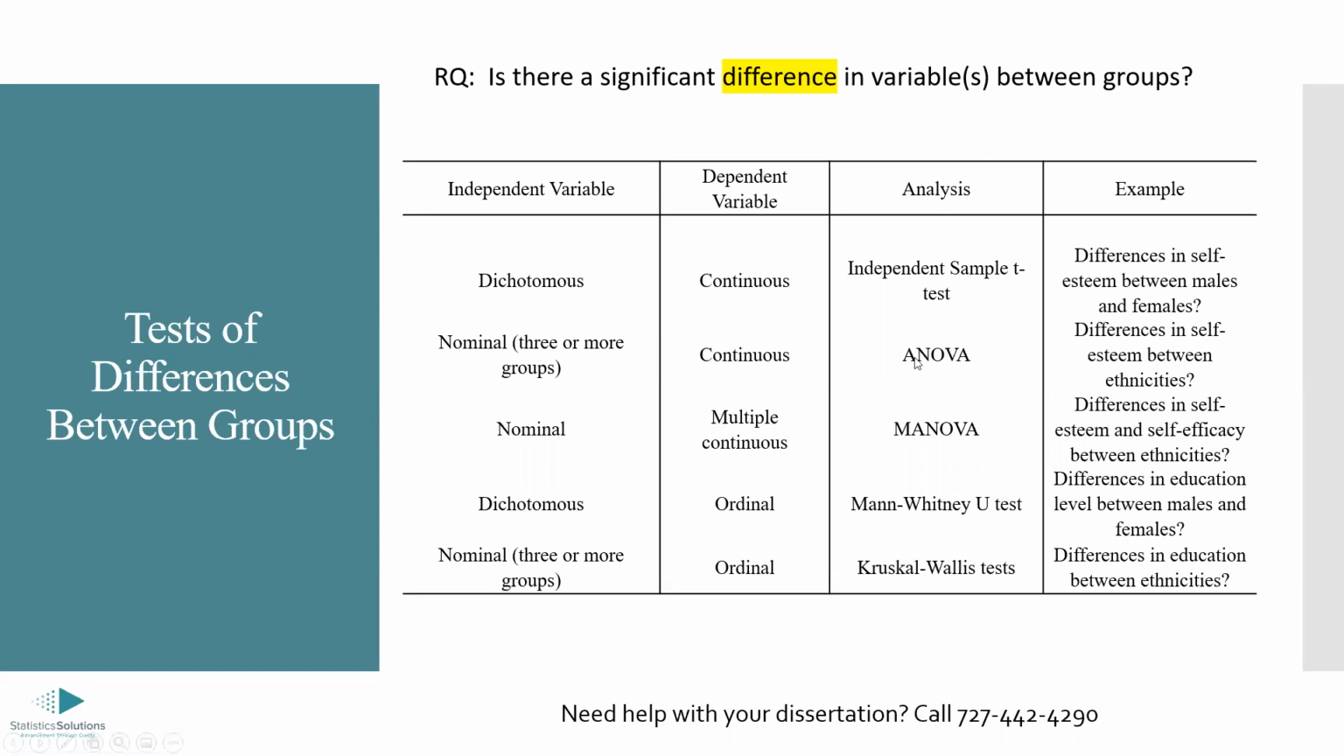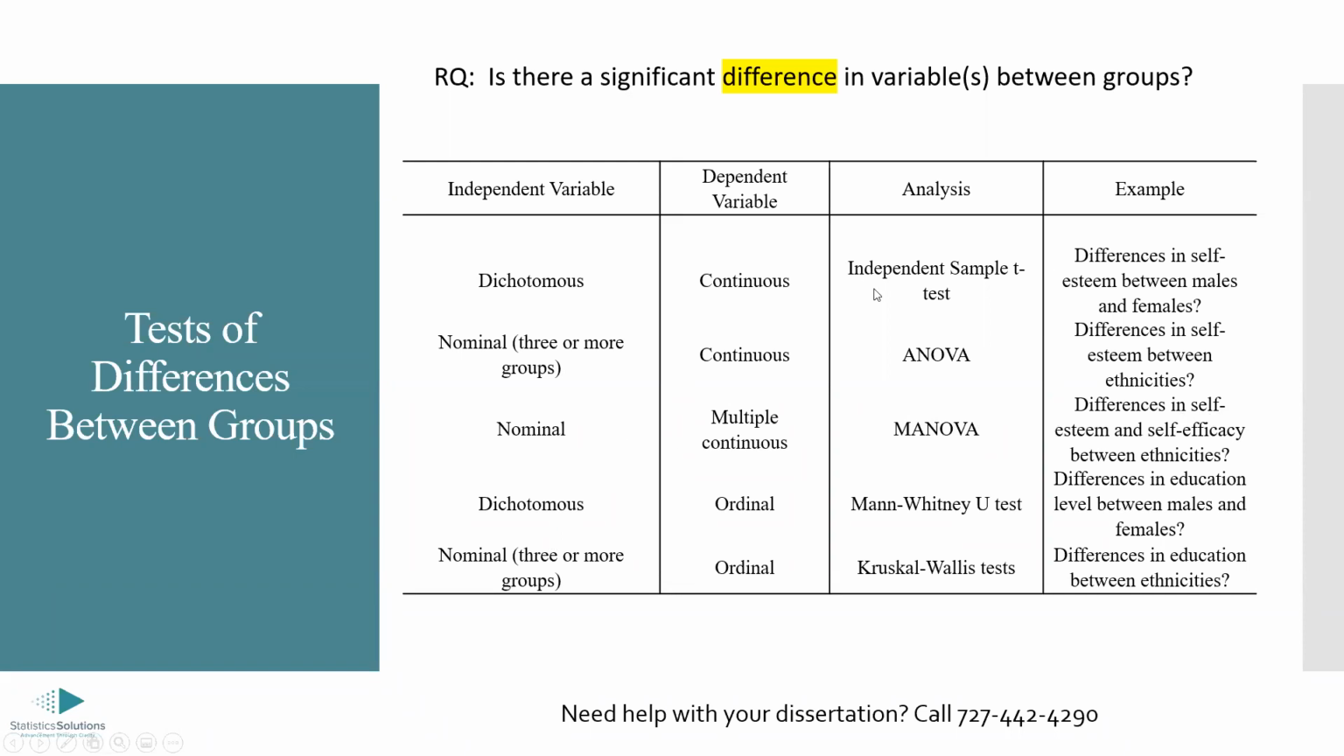You can extend the idea of an ANOVA to a MANOVA. M stands for multivariate, so multivariate analysis of variance. This is used when you have multiple continuous dependent variables. So say we're looking at self-esteem, self-efficacy, job satisfaction. We have multiple dependent variables. We do a MANOVA there.